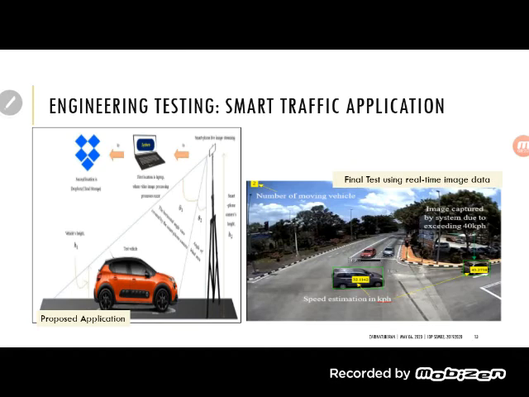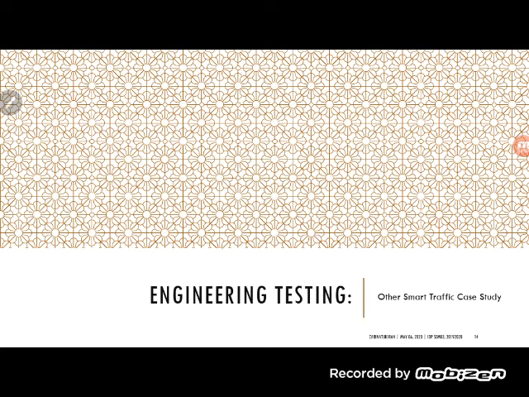Okay, and this is the overall architecture of the proposed system, and this is the final test using real-time data of that particular route. Right, so this is another example of a smart traffic case study.